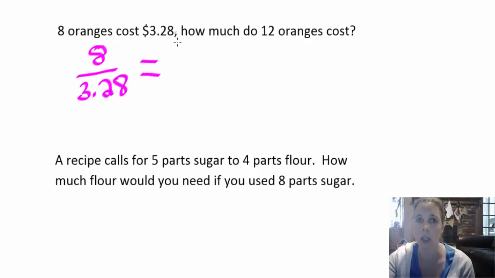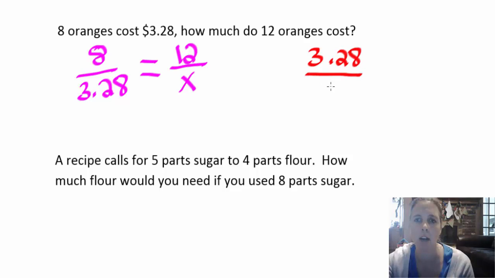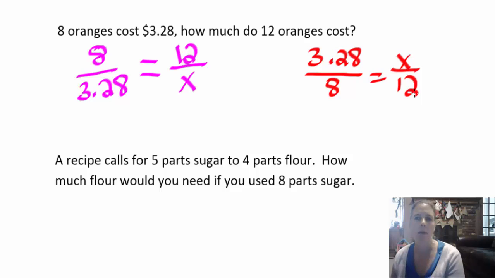Equals, what are we looking for? We're looking for the cost. Since the cost was on the bottom here, you line them up, so the cost is on the bottom there. Number of oranges is on the top here, so number of oranges is on the top there. If you put the 3.28 on the top to start, that's fine. You just have to flip this side. It does not matter. You will end up with the same answer.